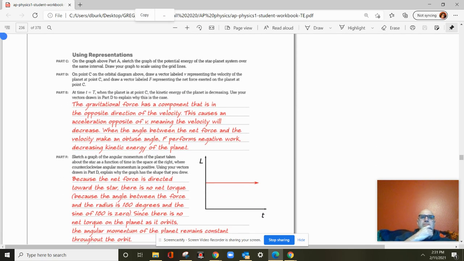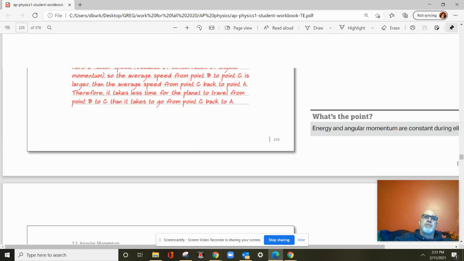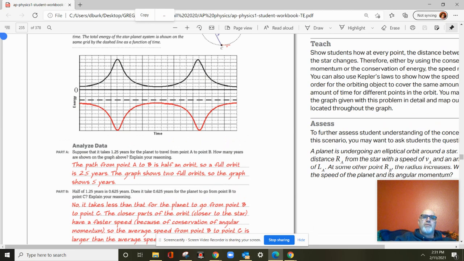On the graph above, sketch the graph of the potential energy. So that's what they've done there. Wherever the kinetic energy is a maximum, the potential energy is going to be a minimum. You can see we're starting off with high potential energy, and then low. And see how it's always negative also? Here's 0. We're below the line here.